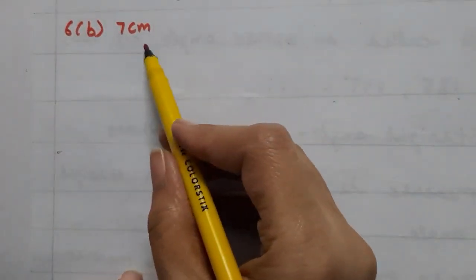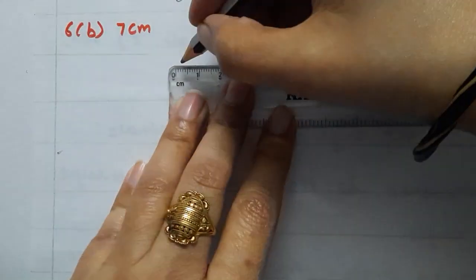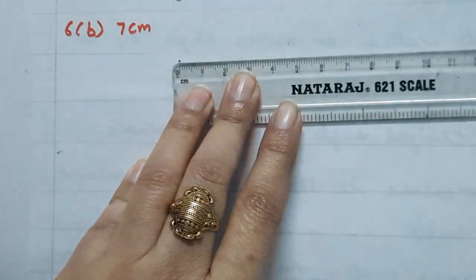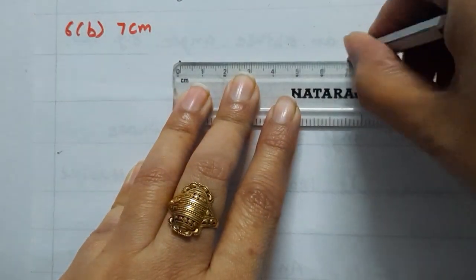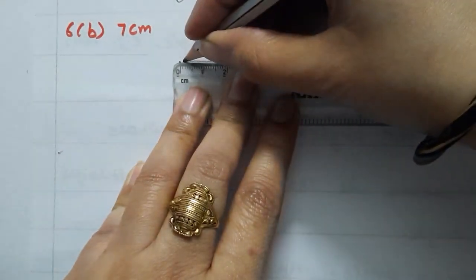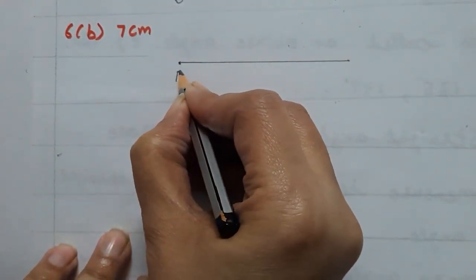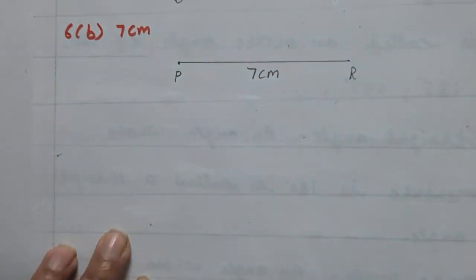Next question was 6th question, B part. Draw a line segment 7 centimeter. You all know how to draw. Take first of all 1 point, put 0 of your scale and up to 7. So mark 1 point here on 7. Now join this and take any name, PR 7 centimeter. Okay.